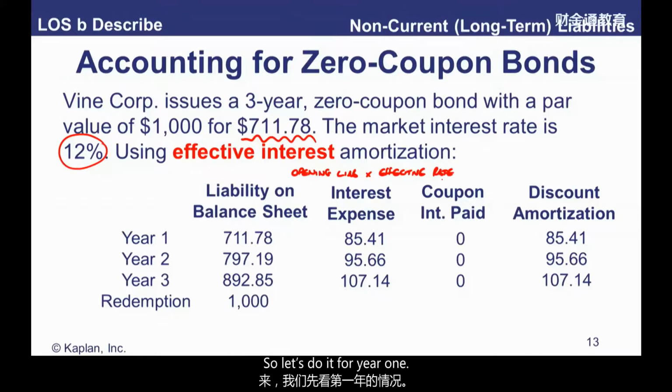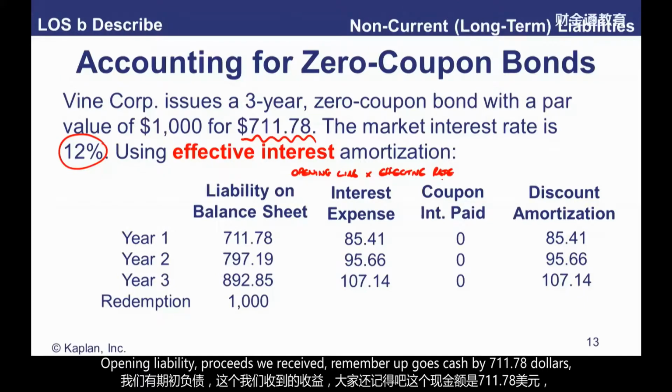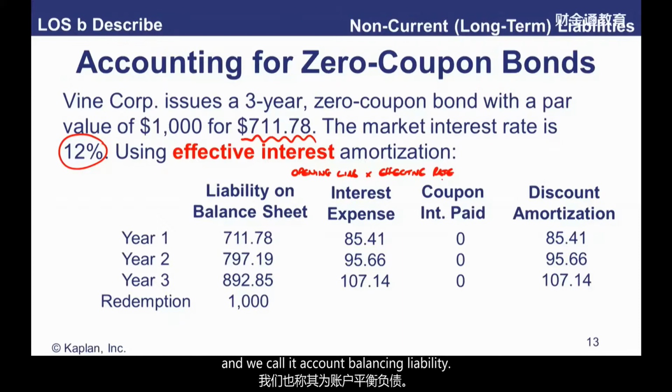So let's do it for year 1. Opening liability, proceeds we received. Remember, up goes cash by $711.78, and we record a counterbalancing liability. So up goes assets, up goes liabilities.